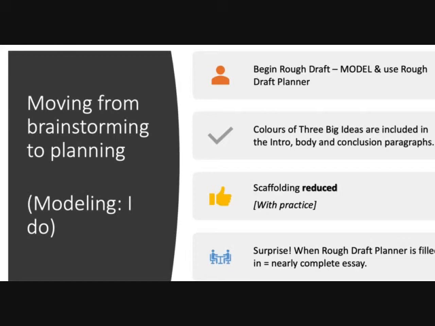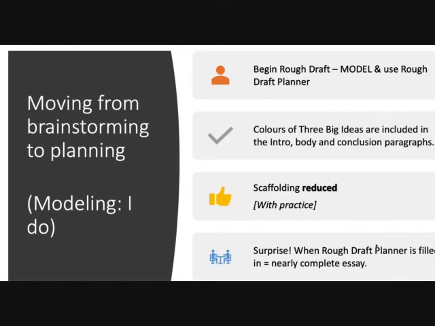We model and model and model and do lots and lots of practice with them. So you start off doing a lot of heavy scaffolding and modeling and reusing the rough draft planner. Really use color coding for the three big ideas and make sure that those go into the intro, body, and conclusion. As you do this more and more often, so the more often you write little texts that are well structured, the easier it will be and the more you can take away some of these features. And as we noted, when the rough draft planner is filled in, you have a nearly complete essay.